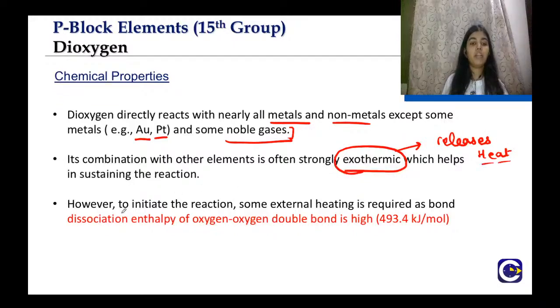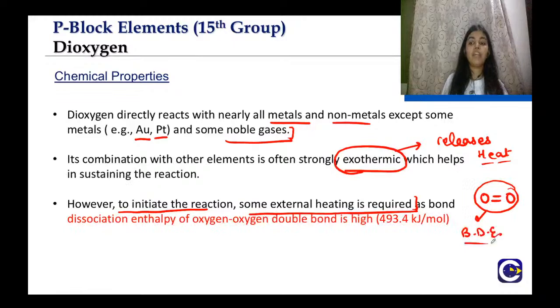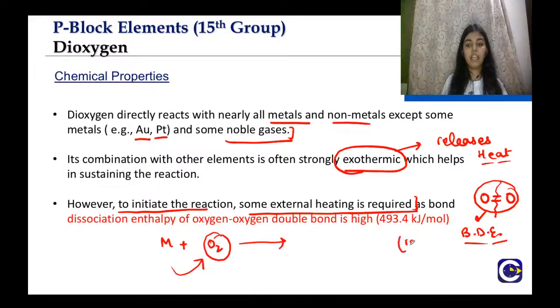It is very important that, to initiate the reaction, some external heating is required. Why? Because O double bond O has a high bond dissociation energy. That is why for the direct combination of, let us say, metal plus oxygen, first you need to supply heat so that this bond gets broken, and then it will combine and release heat, and is therefore known as an exothermic reaction.